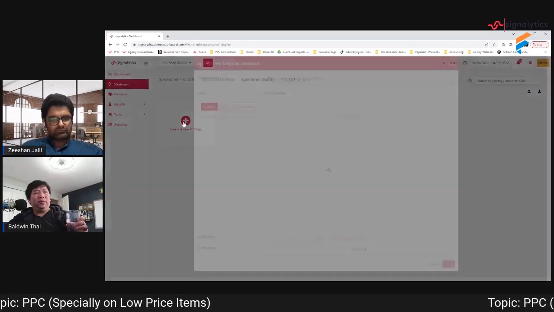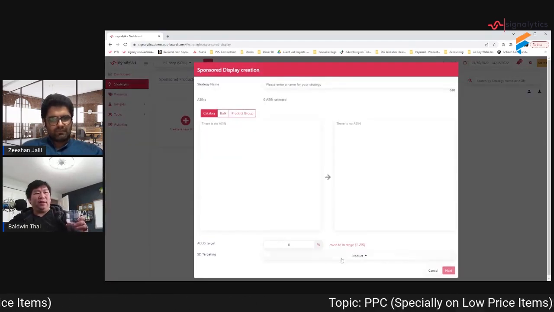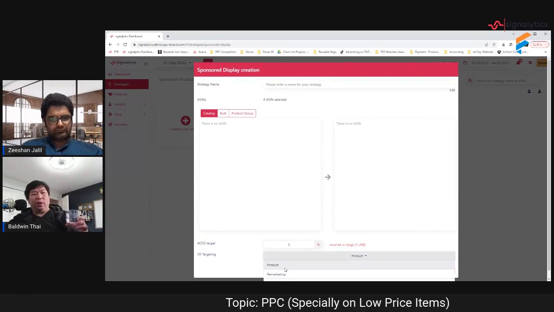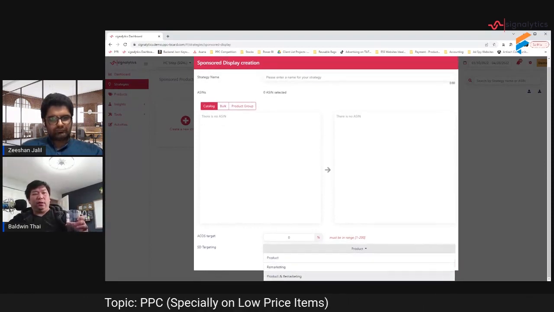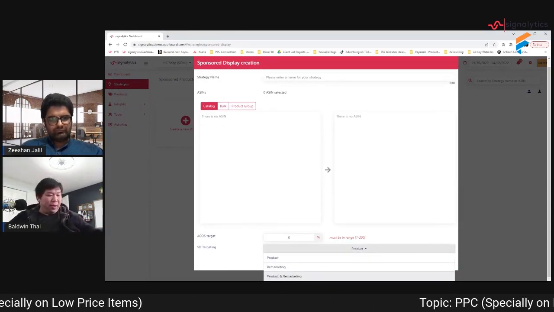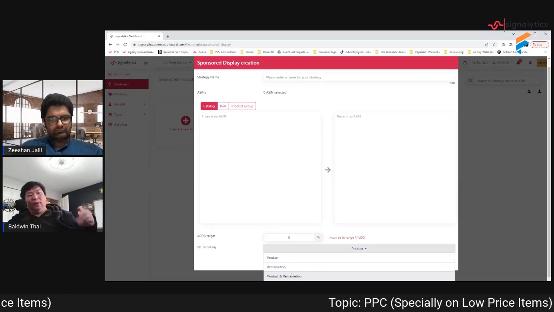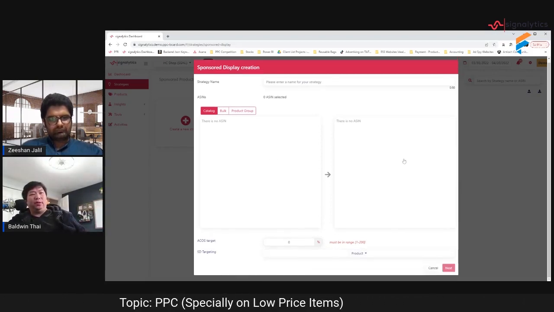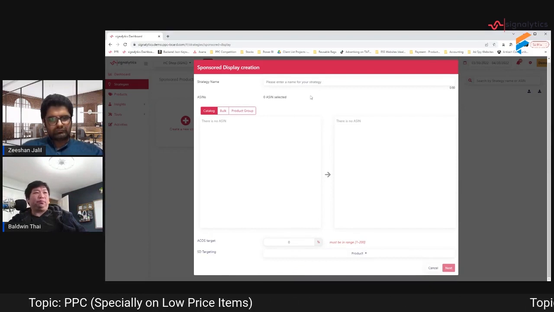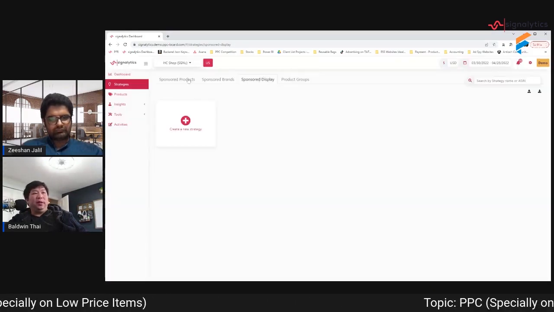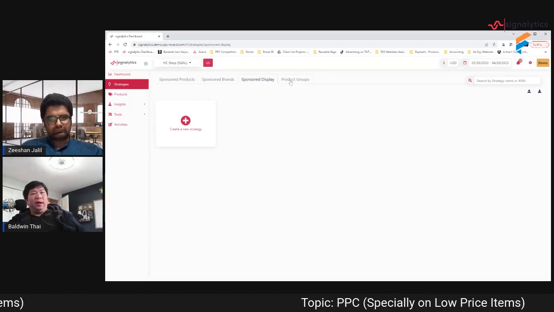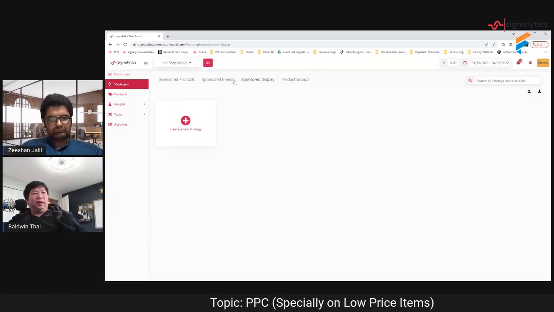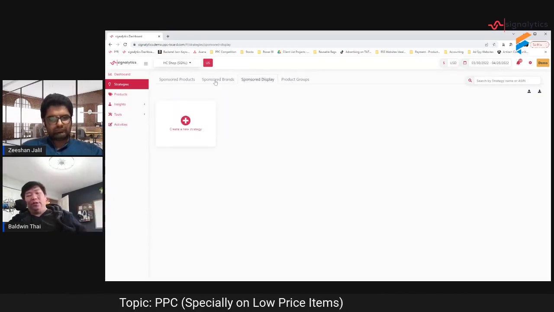Sponsored display is even easier. Type in your ACOS. There's two things, remarketing and product, and there's both. So you can have two campaigns, one for remarketing and one for product, and then you can add your ASIN into the list. And that's basically it. It's really easy to set up, and it takes the guessing out. We just let the AI do everything.